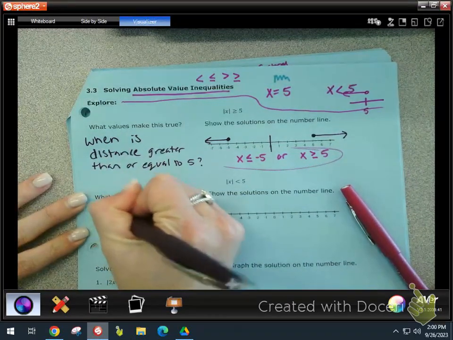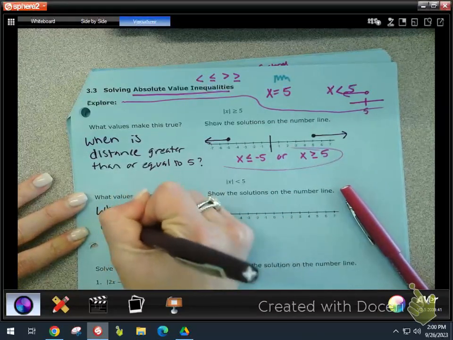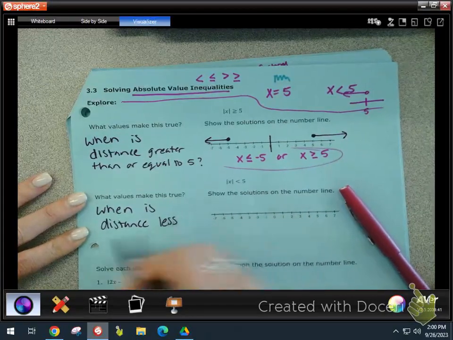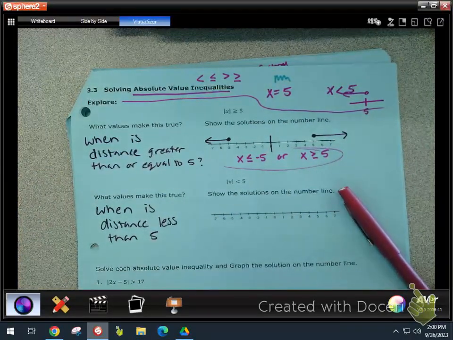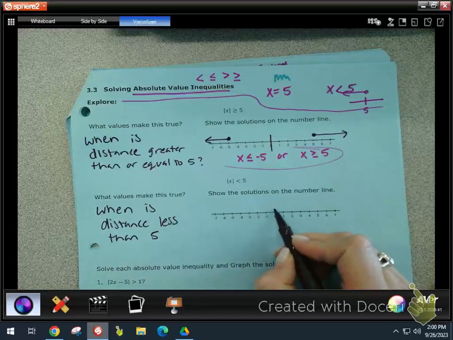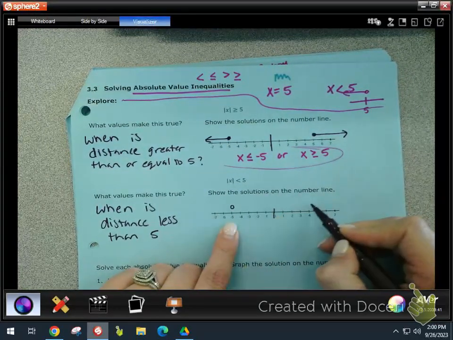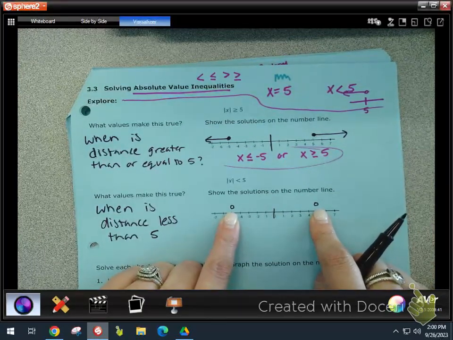When is the distance from 0 less than 5? Not less than or equal to, just less than 5. So where am I going to put my circles on this guy? Open circles at -5 and +5. But why are they open? Because it's less than. It's not equal to.